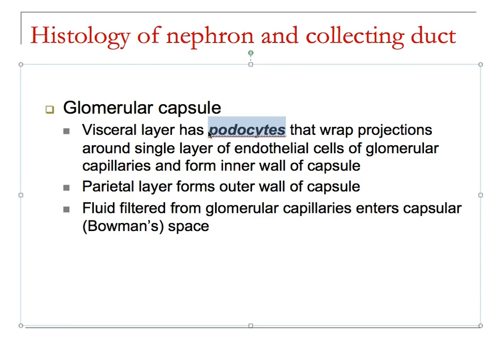They wrap projections, meaning they're going to increase their surface area centered around the single layer of endothelial cells of the glomerular capsule to form an inner wall of the capsule. Okay? The parietal layer is going to be over the outer wall of the capsule, and what's going to happen is as fluid comes in through the capillaries, it's pushed out between those projections to hit the wall of the capsule, and whatever isn't taken back up into the endothelial cells is going to become our filtrate.